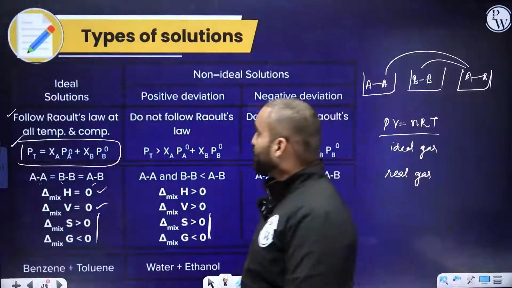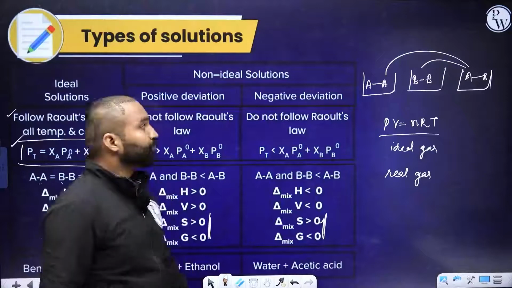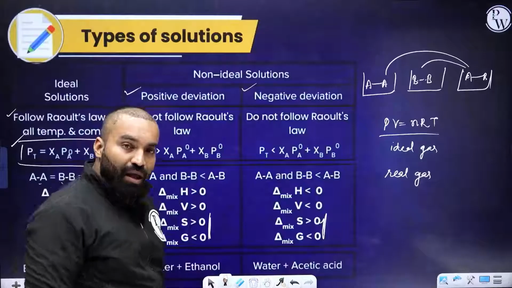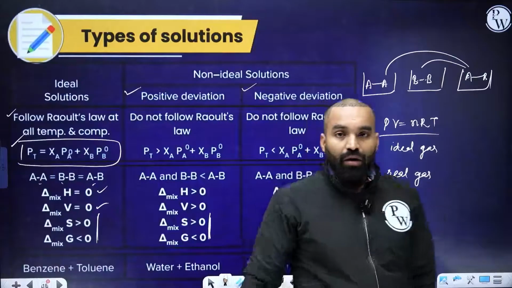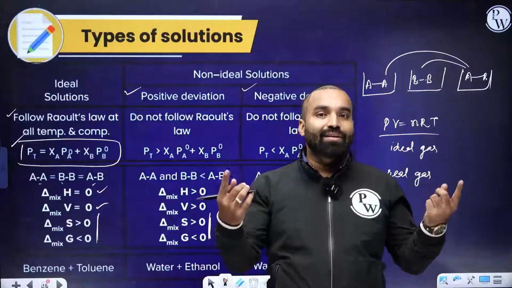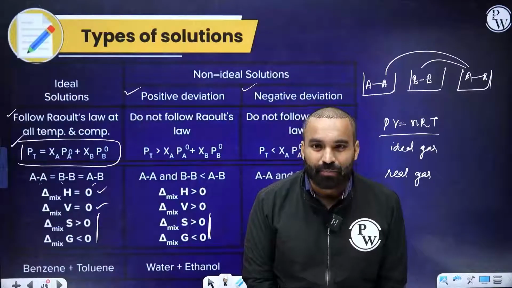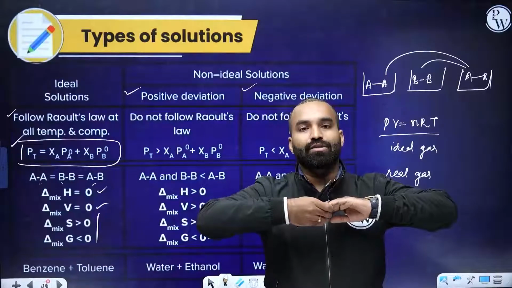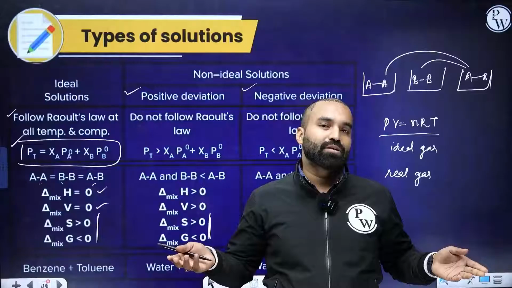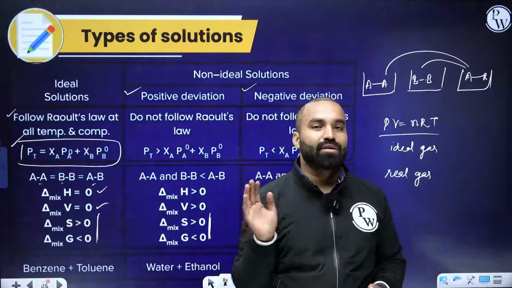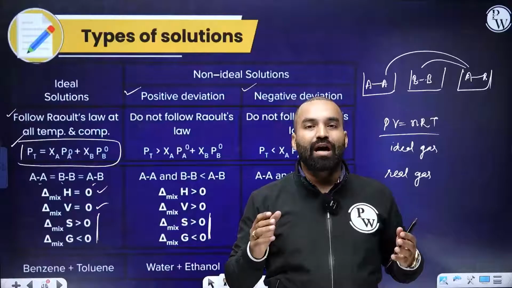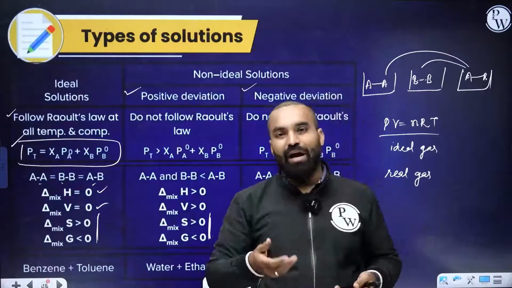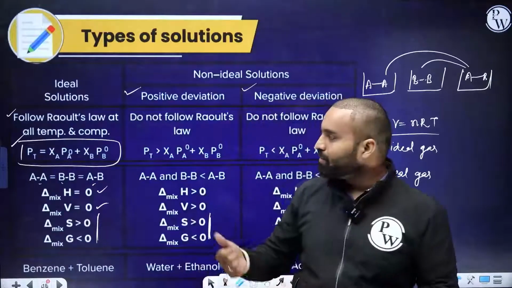But what happens when you discuss non-ideal solutions? In non-ideal solutions, there are two kinds: positive and negative deviation. In positive deviation, the vapor pressure is found to be higher than the calculated vapor pressure. How is that possible? Suppose there are two friends who hold their hands tightly with each other, and there are two people who don't like each other, and from very far they just say hello, hello. Which kind of interaction do you think is better? The one who is meeting and handshaking with each other, correct? That is a stronger interaction.